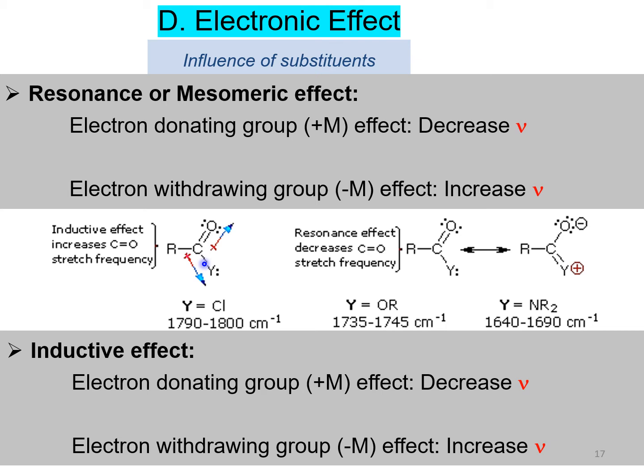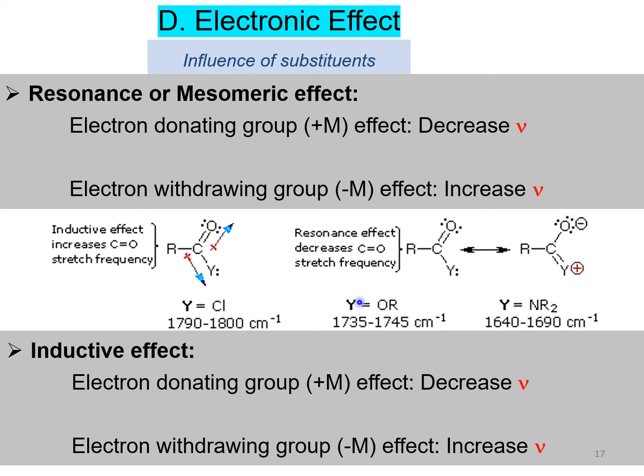In a keto group, the strength of the bond is higher, and the frequency is going to be higher. Here the electron withdrawing group, that is a chlorine group or chloride group, is present, and due to the presence of the chloride group, the inductive effect is going to increase the frequency of C=O.